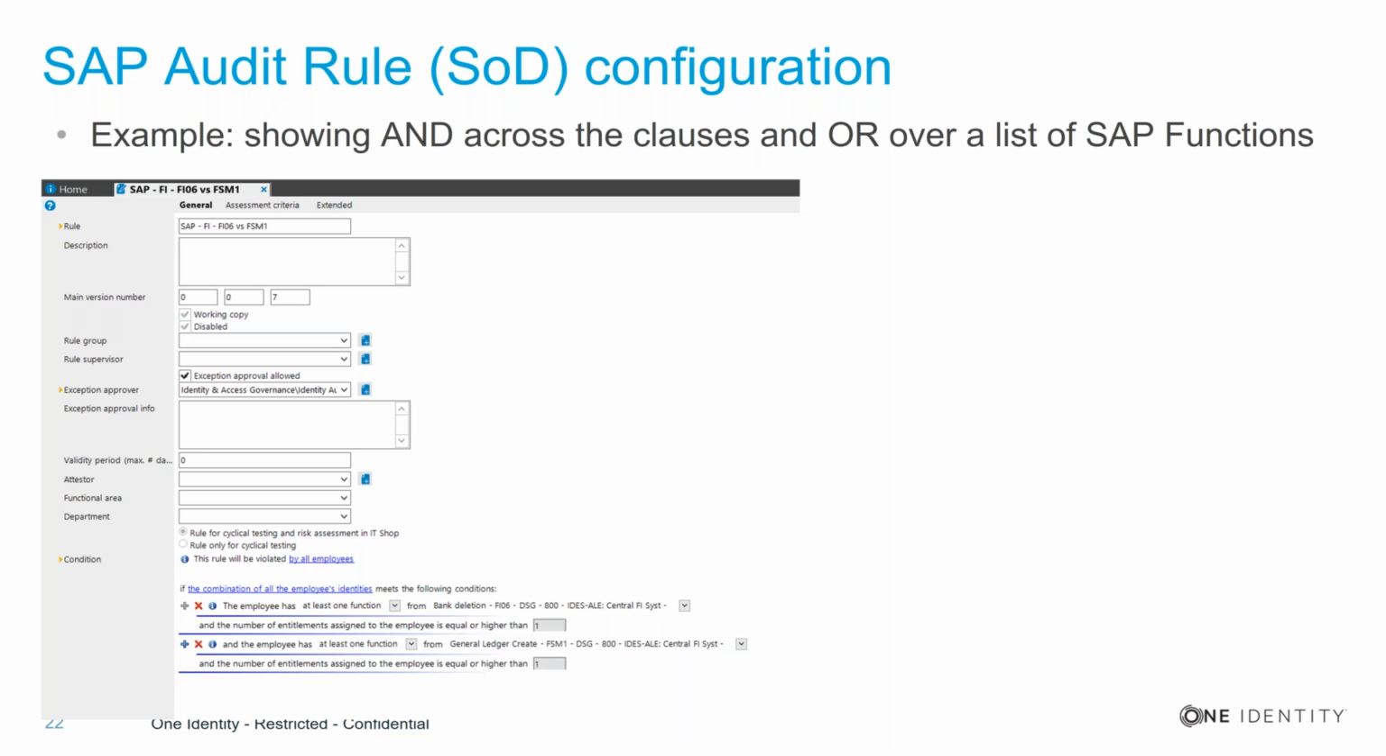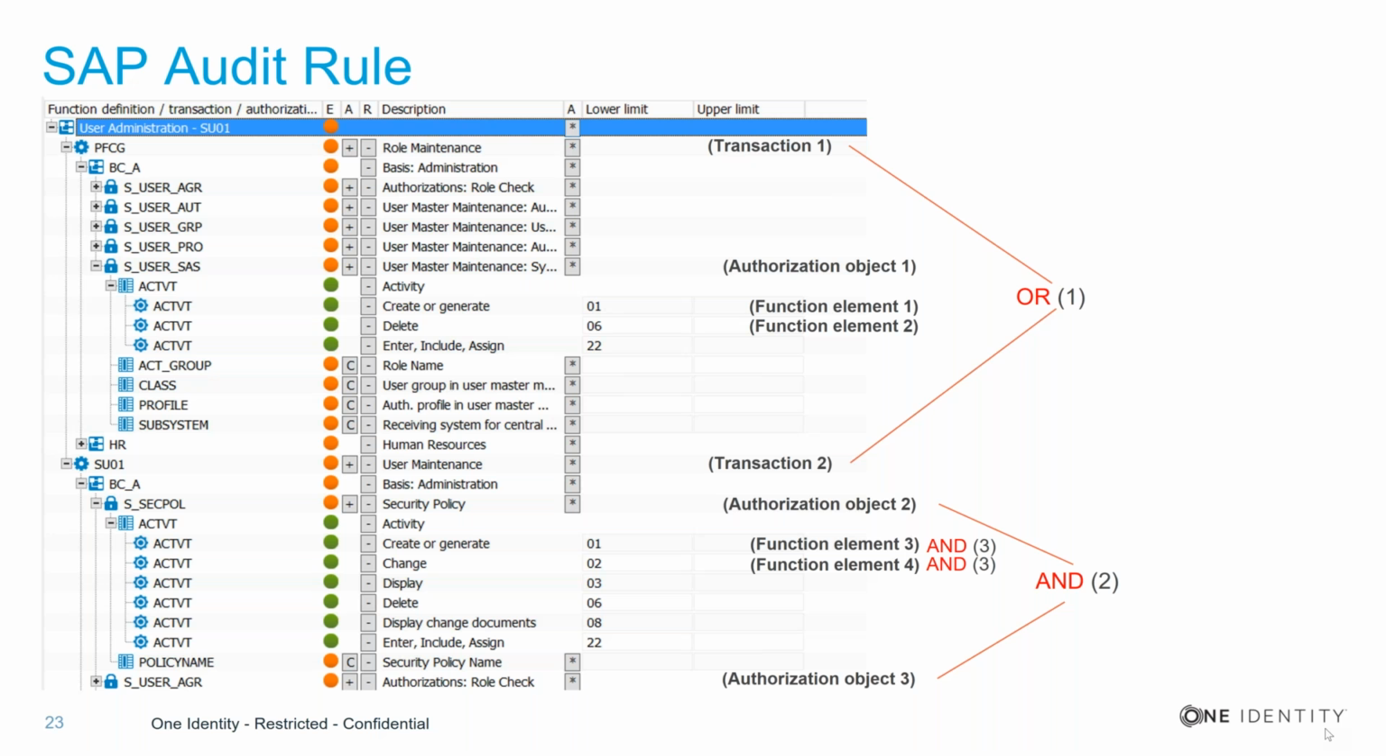So when we look into the details of how audit rules are defined, we can see on the next slide that SAP audit rules consist of transactions, authorization objects, and fields. This audit rule checks for the assignment of the PFCG role maintenance transaction and the SU01 user maintenance transaction. These transactions themselves contain authorization objects, which contain fields and values. So, for example, in our case, the security policy authorization object for the SU01 transaction with the activity create, which is the value 01, create or generate, on any policy, which is the field policy name with an asterisk, in the context of the transaction SU01 will be matched as a violation.